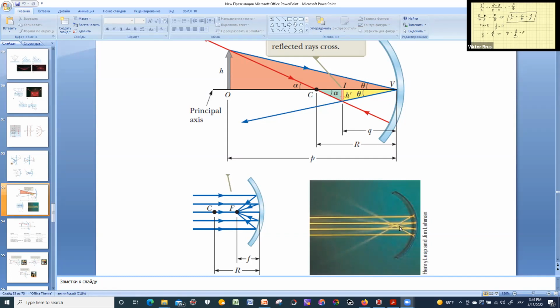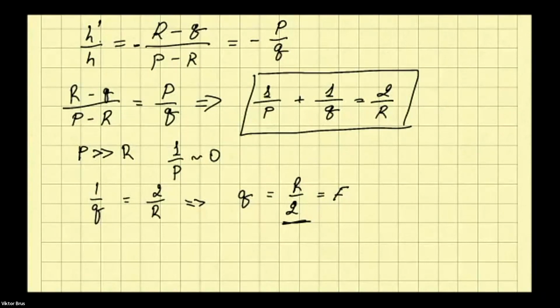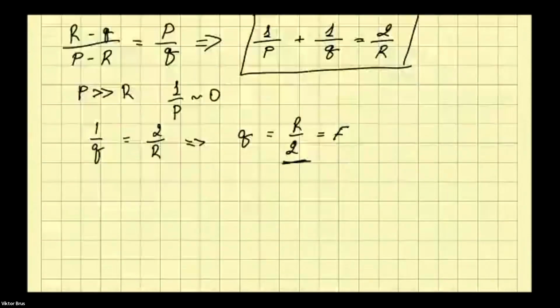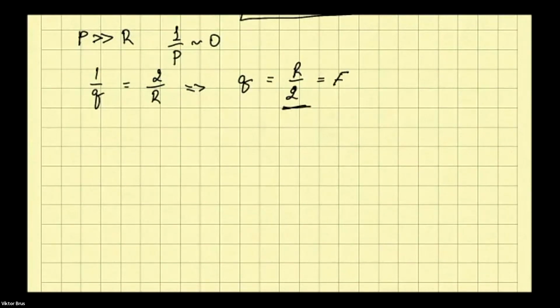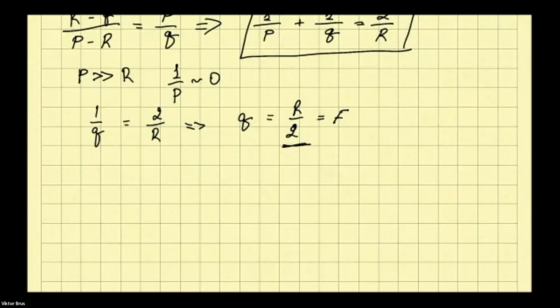Further they converge from this point, and we also see from the mirror equation, when P, this distance, is very large, it simplifies and we get the position of the image located at a distance equal to half of the radius of this spherical mirror. So in this case, we can actually write that, so probably it was better to denote this distance as small f to be consistent with the textbook.